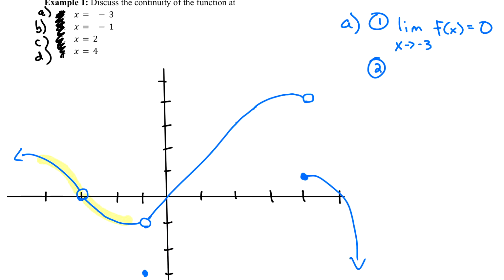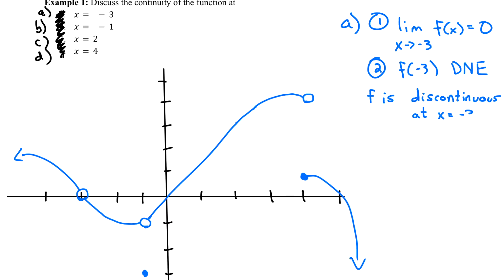So okay, that's good. 2, we need the function to exist at x equals -3. So if I look at my function right here at x equals -3, does it exist? In this case, no, it does not. My function has a hole at x equals -3. So I would say, okay, at f of -3, our function does not exist. So as soon as we notice that this function does not exist there, number 2 is not true, then we say that f is discontinuous at x equals -3. As soon as we find that one single part that fails, then we can say that our function is discontinuous.